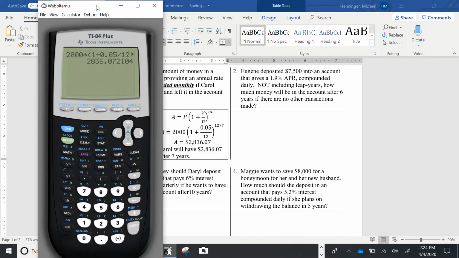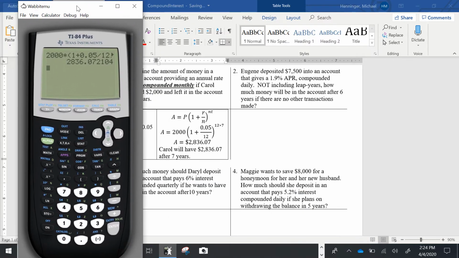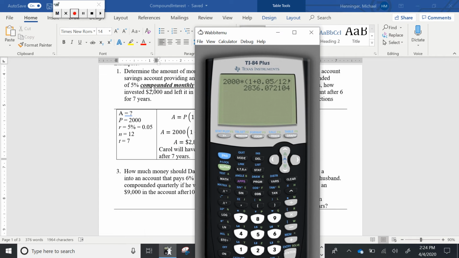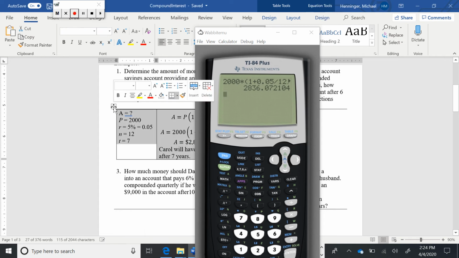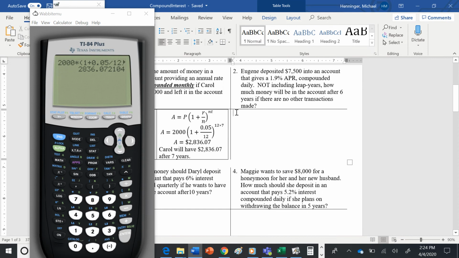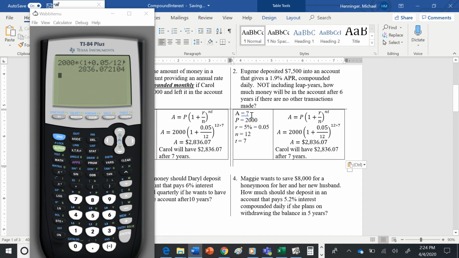All right, let's take a look over here at the second one. So now we've got Eugene, doing something similar to Carol. If I click on this square right here with the crossed arrows in it, that highlights this whole little table. I'm going to copy that with Control C, move the calculator out of my way, put my cursor over here underneath Eugene, and hit Control V to paste that in.